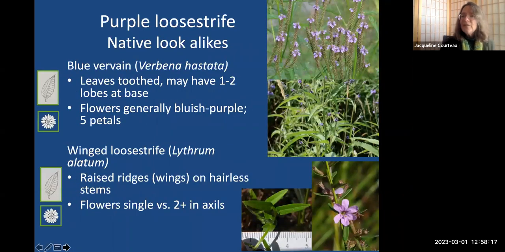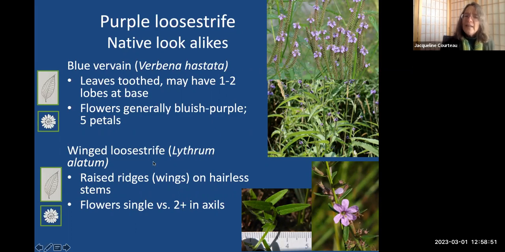A couple things might look similar. Blue vervain, Verbena hastata, is more typically a bluish purple, but can actually have a rose colored or pink flower and similar flower heads, but typically not as dense a flower head, with single flowers per cluster. And then look at these leaves: a much longer leaf that's toothed and may have a lobe or two at the base, and the stem is not at all angled.